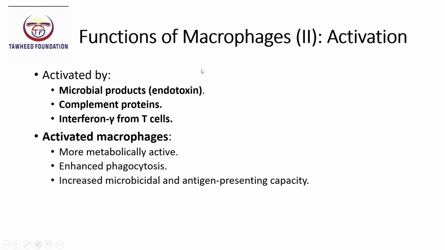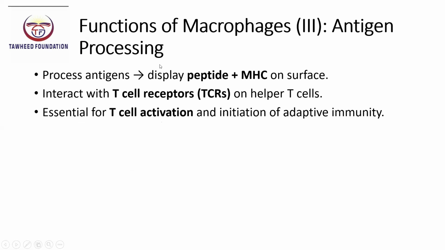Next is function of macrophages 2, activation. Macrophages are activated by microbial products, for example endotoxin, complement proteins, and interferon gamma from T cells. Activated macrophages exhibit enhanced metabolism, increased phagocytosis, and greater microbicidal and antigen presenting capacity, making them crucial for both innate defense and adaptive immunity.